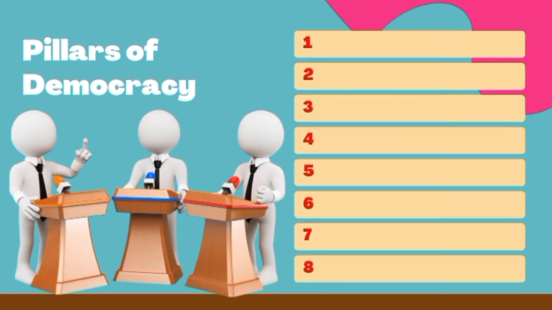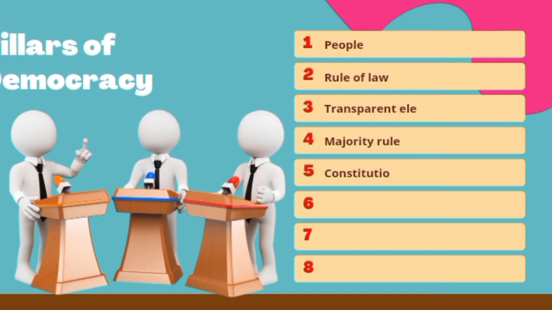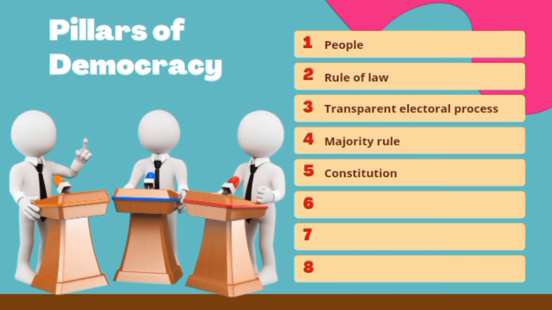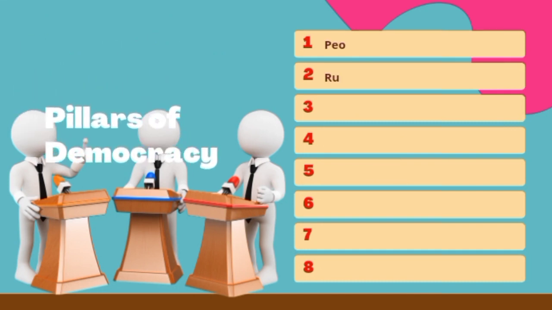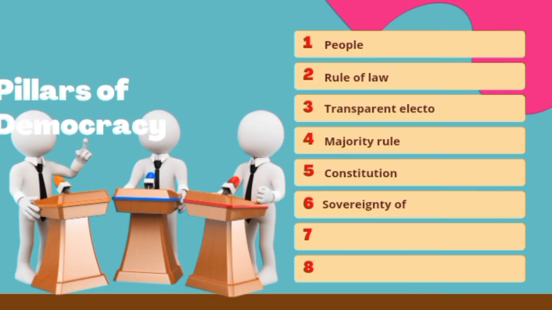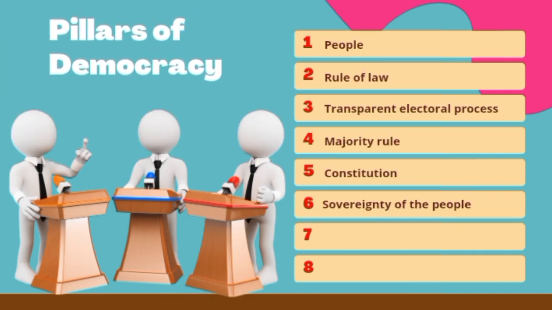Next we have the Constitution. The Constitution is a written document that guides those in authority. A constitution will ensure that democracy is sustained and maintained. Then number six, we have the sovereignty of the people. The law is supreme, and the supreme law makes authority.